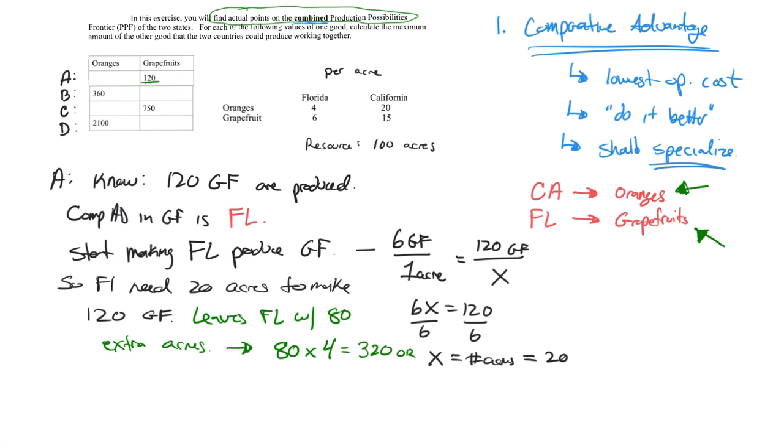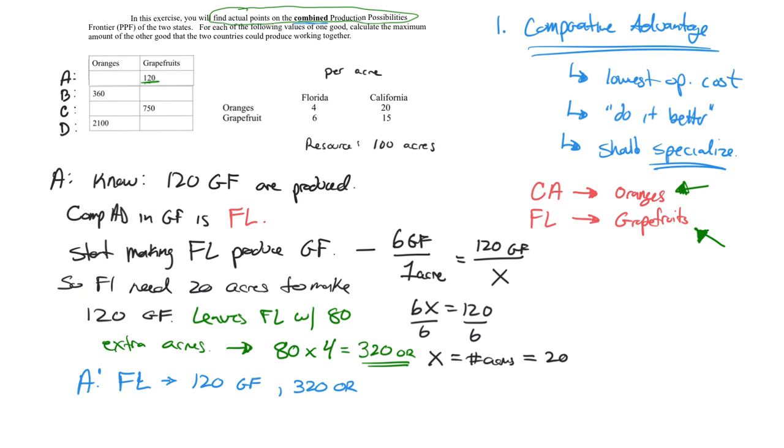times 80 equals 320 oranges. So what we know for this point over here, for this combination, again, together, let's go with the blue color. We know that for point A, Florida is going to do 120 grapefruits, and they are going to do the 320 oranges.